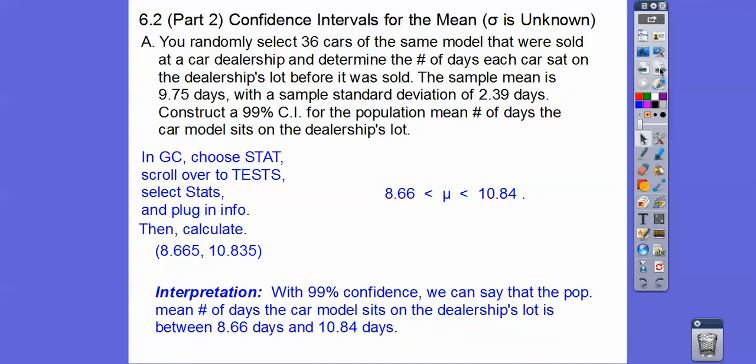All right, so in a graphing calculator, we can choose stats, you guys. So the stat button on your graphing calculator, scroll over to tests, and then select statistics, and then plug in all the info. Okay, so you're going to plug in your mean, you're going to plug in your sample standard deviation, and then your 99% confidence interval. So then you select calculate, and we get this right here in our calculator, which is close to this. This is just rounded right there. So here's our interpretation. 99% confidence. Well, it's the same right there. But that's how you do it in your graphing calculator.